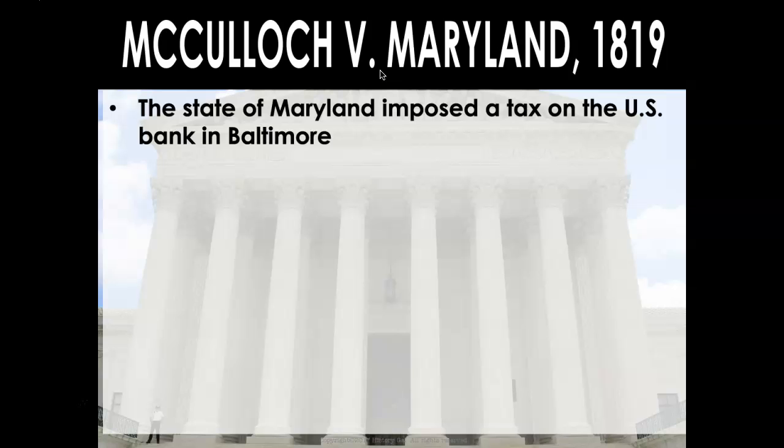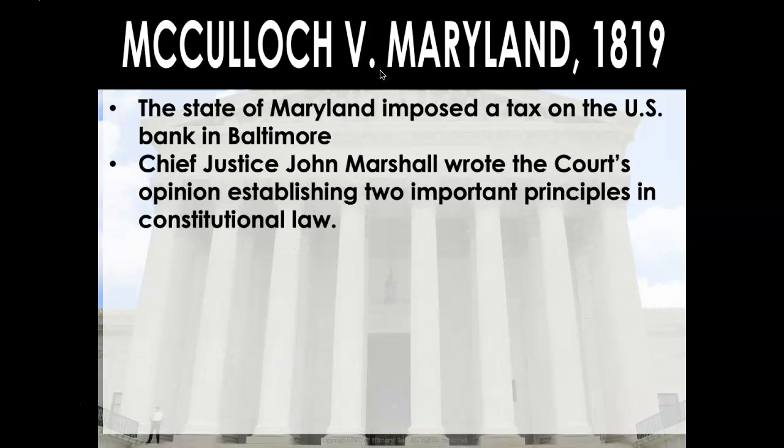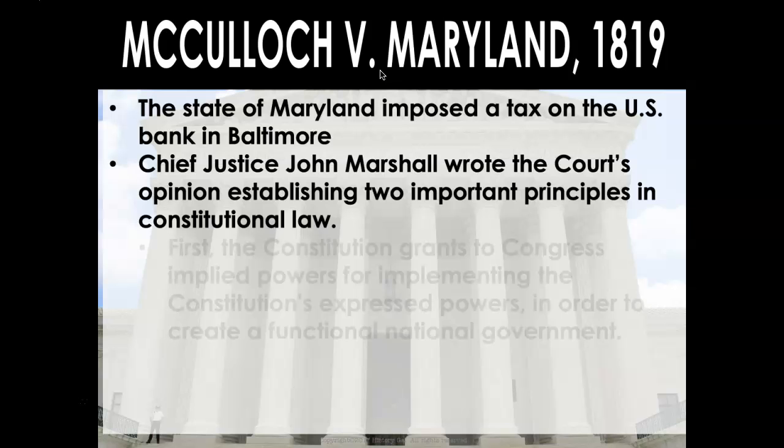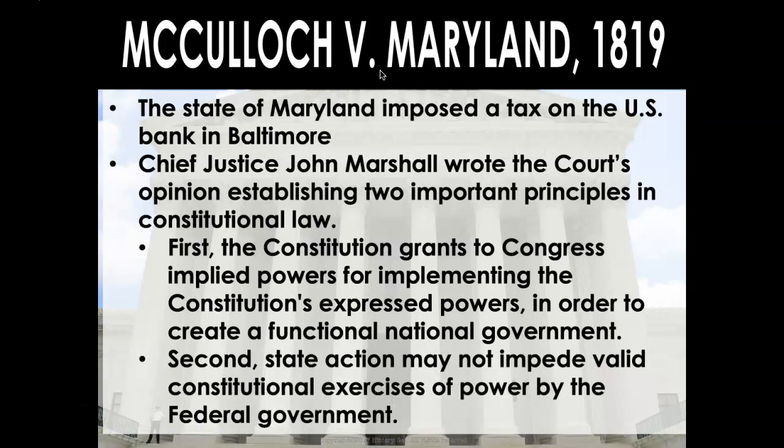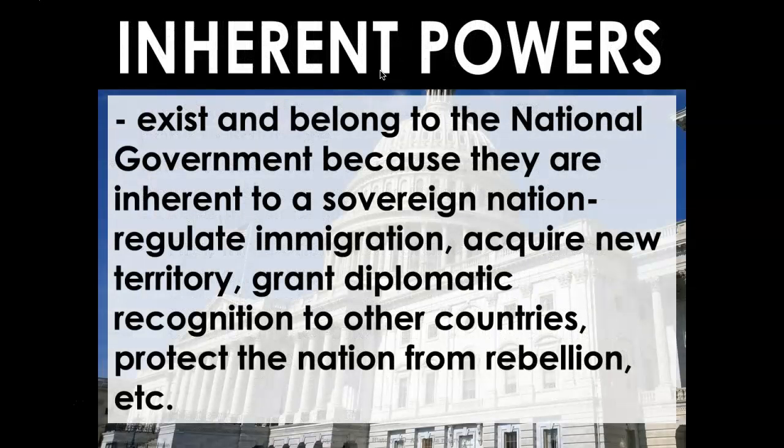Perhaps no example of this is more evident than McCulloch versus Maryland in 1819, where the state of Maryland imposed a tax on the U.S. Bank in Baltimore. Chief Justice John Marshall wrote the court's opinion establishing two important principles in constitutional law. First, the Constitution grants to Congress implied powers for implementing the Constitution's express powers in order to create a functional national government. Second, state action may not impede valid constitutional exercises of power by the federal government. So essentially, the states can't just do whatever they want. There's a balance here that must be understood.